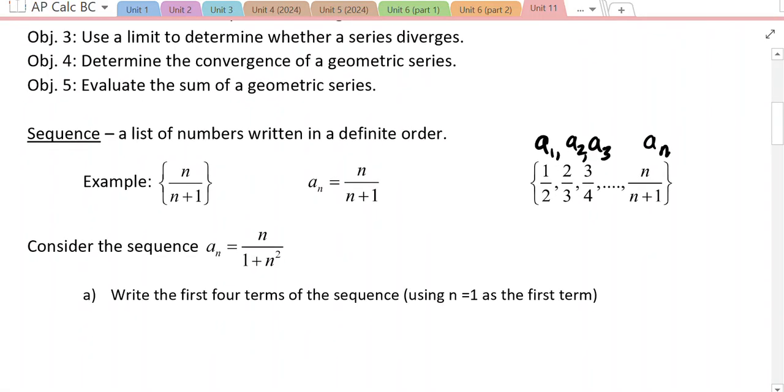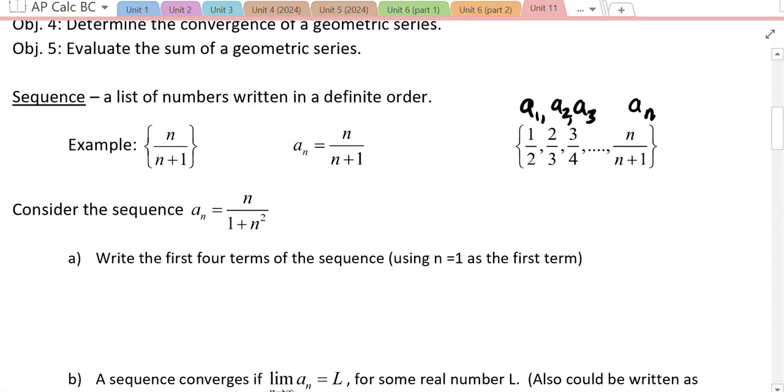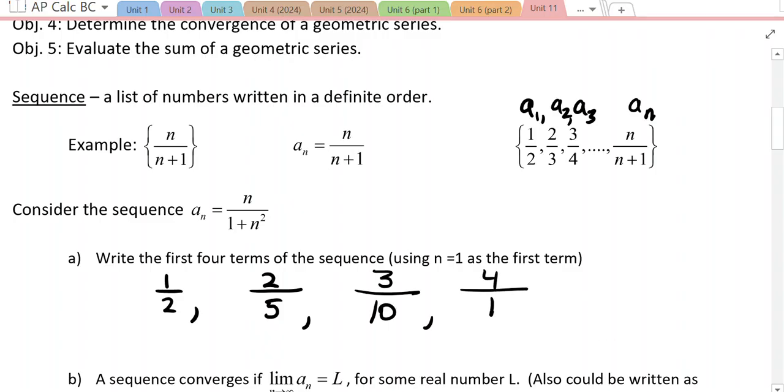If I have the sequence a sub n is equal to n over 1 plus n squared, we're going to use n equals 1 as the first term, and I want the first 4 terms. So I would have 1 over 2, and then when I put 2 in, I get 2 over 1 plus 2 squared, so that's 2 over 5. When I put in 3, I get 3 over 3 squared, which is 9, plus 1 is 10. And last but not least, 4 over 17.